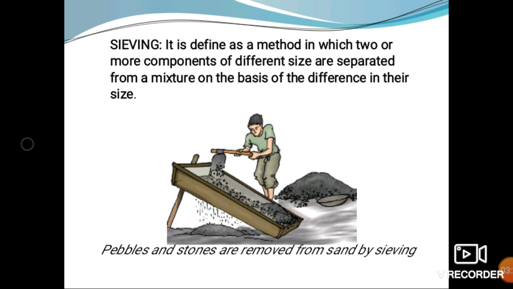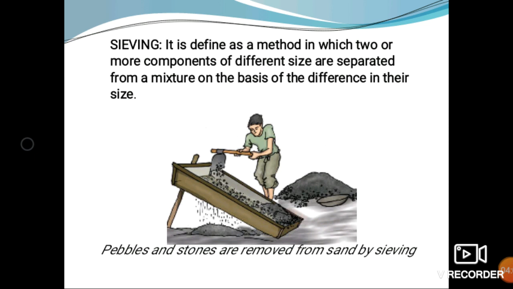Sieving. Okay. Sieving is defined as a method in which two or more components of different size are separated from a mixture on the basis of the difference in their size. Okay, from the picture you can see that pebbles and stones are removed from sand by sieving. Here you can see that stones and pebbles are removed from the sand.